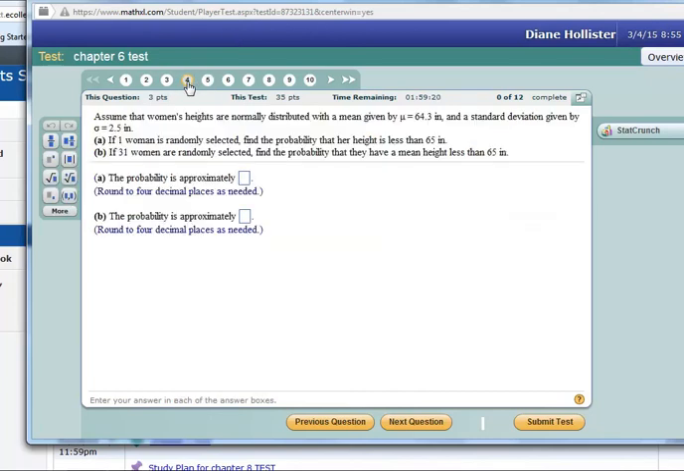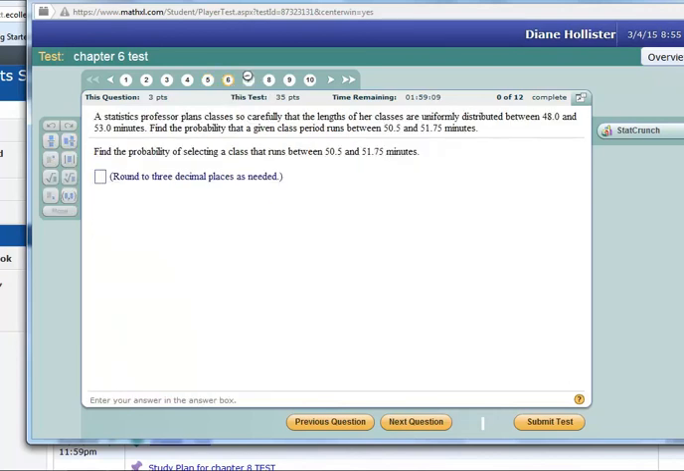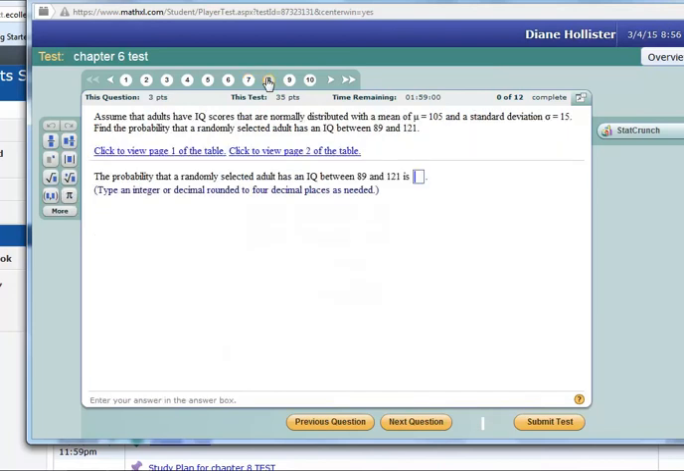Here's another one with the women's heights, very, very similar to the homework question. Here's one about hat circumferences. Uniform class length. Here's one again where we're looking at an individual versus a group. And let's take a look. We'll come back and take a look at that in a minute.